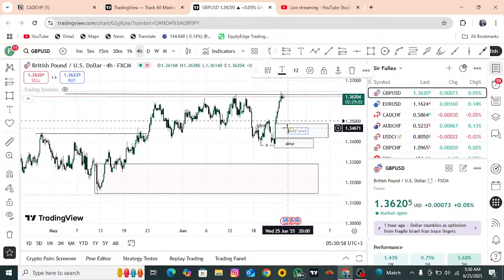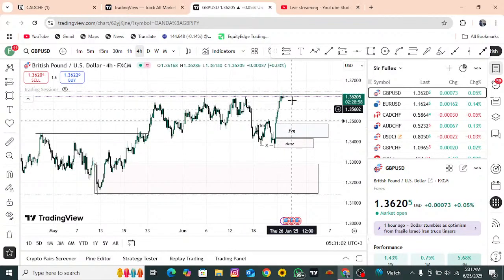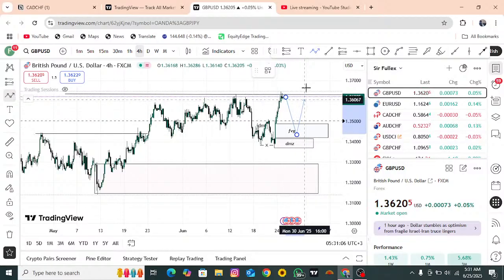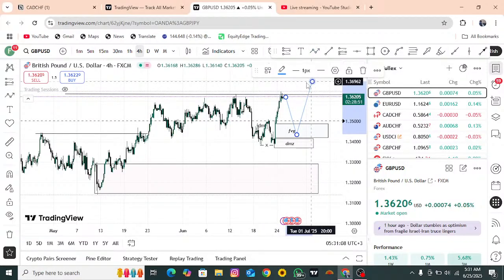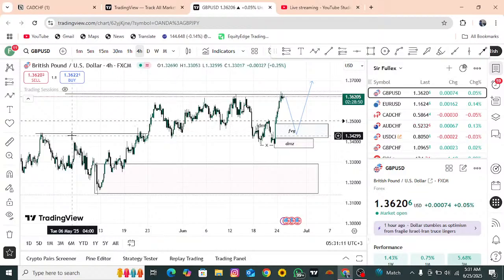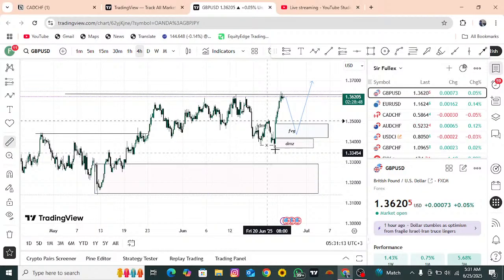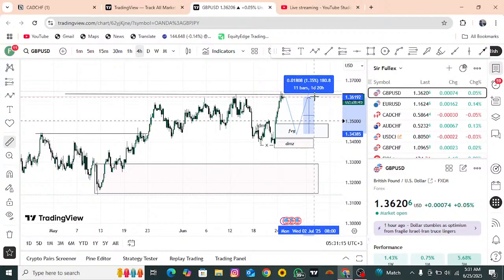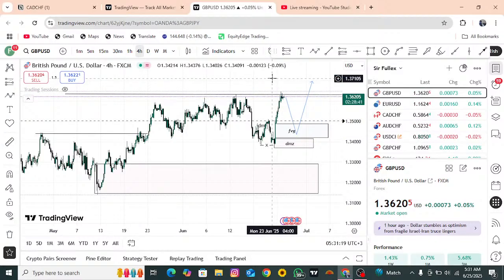I missed an entry there, but I'm able to get an entry here once price comes here. So I expect price to come up and maybe push. How many pips? More than something. That's a lot of money. We'll be waiting to see that.